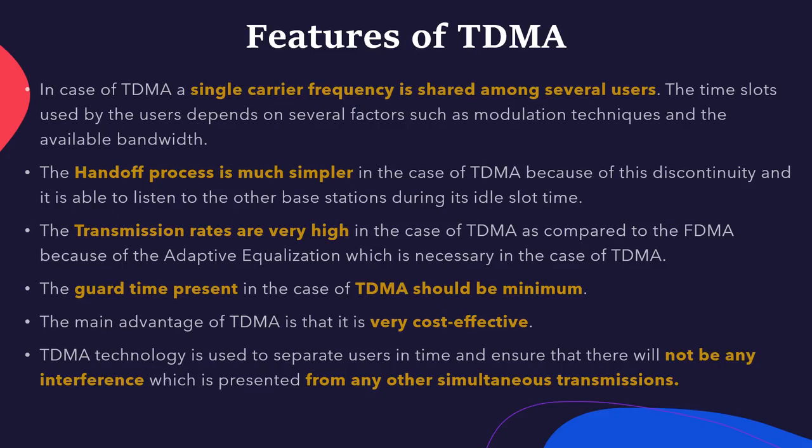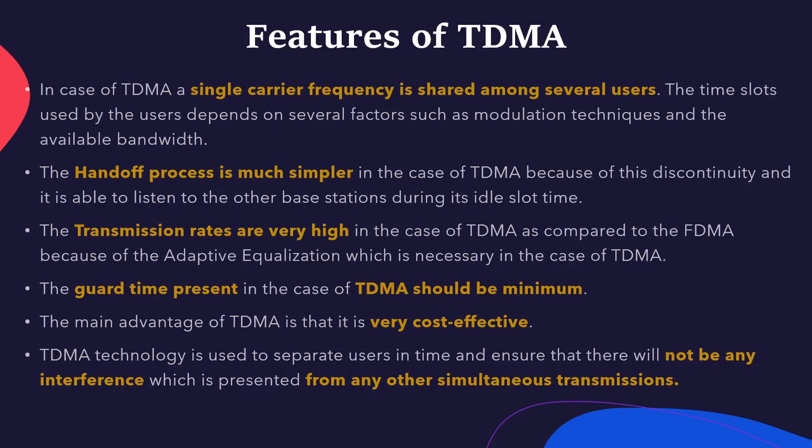The guard time present in TDMA should be minimum. In an FDM system we might have used guard bands, and we should use the guard band effectively so that it does not drain the entire bandwidth. Similarly, the guard time is present between one user and another user. The switching between the first user and the second user should be as minimal as possible.